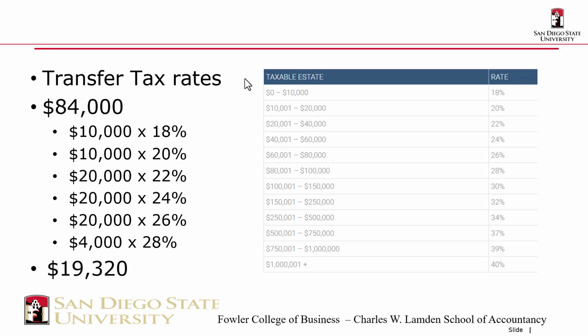So we're at 84,000. On the left-hand side, I've shown the computation of the tax for each of those brackets, right? So 10,000 at 18, 10,000 at 20, 20,000 at 22, et cetera, et cetera, et cetera. And then that remaining 4,000 to get to 84,000 is at 28. Do the math on that and you get $19,320 worth of tax.